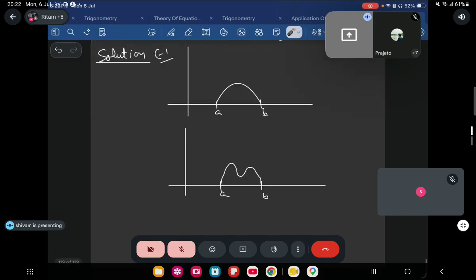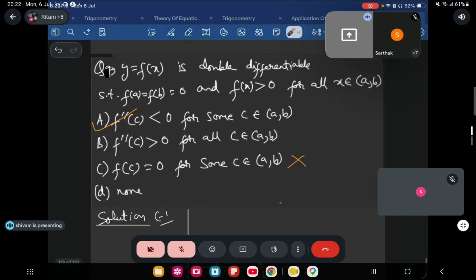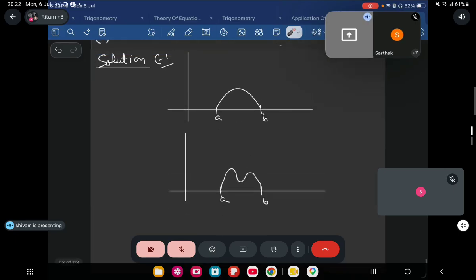Sarthak, are you getting? Yes. So that is why option B cannot be correct. So the only option which is correct is option A. Next, how to prove that the function is concave downwards for some c belongs to (a, b)? Pay attention, everyone. Method 2.